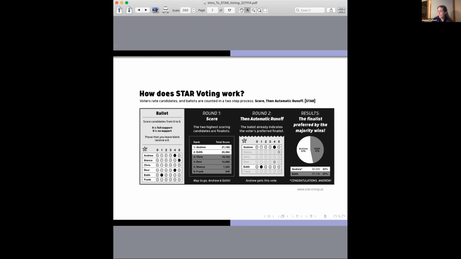So this voter feels like Bianca is their favorite candidate. Andrew and Desi are their next favorites and are tied. Edith, they don't like very much, but they want to give Edith 1 star. And they've left the rows for Chris and Frank completely blank, which is equivalent to giving those candidates 0 stars. So that's how this particular voter voted.